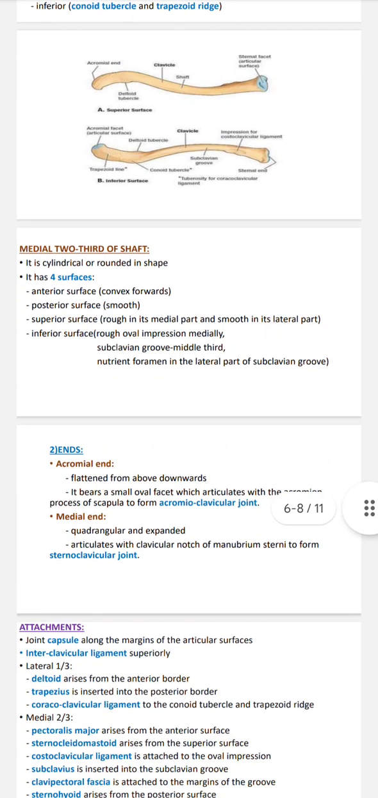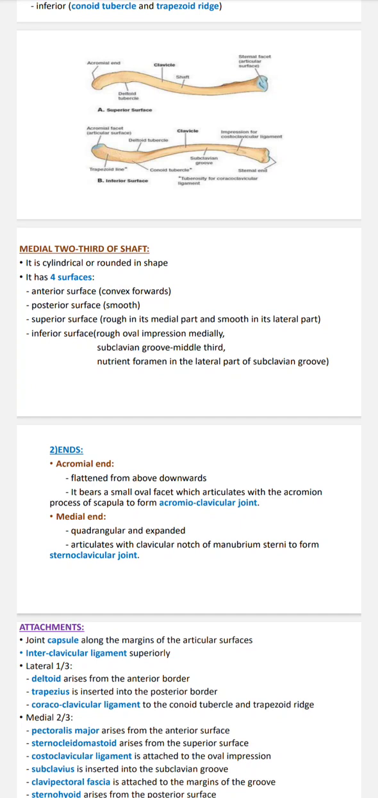So the medial two-third of the clavicle, which is cylindrical or rounded in shape, has four surfaces. So the four surfaces are anterior, posterior, superior and inferior. So the anterior surface is convex forwards, posterior surface is smooth, superior surface is rough in its medial part and smooth in its lateral part.